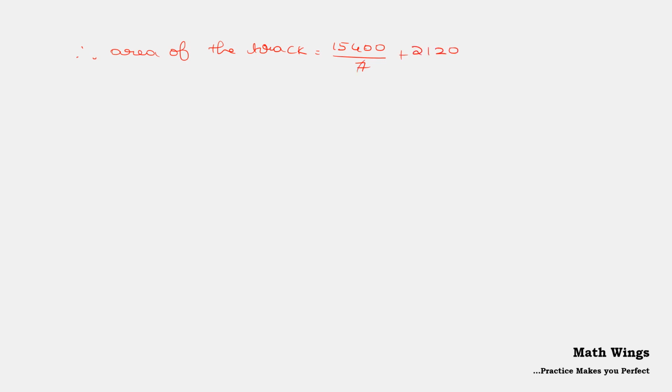Here we can cancel: 7 ones are 7, 7 twos are 14, again 1, 7 twos are 14, so 2,200. If we add them up, what's the answer we are getting? We are getting 43,020 and the unit is meter square.